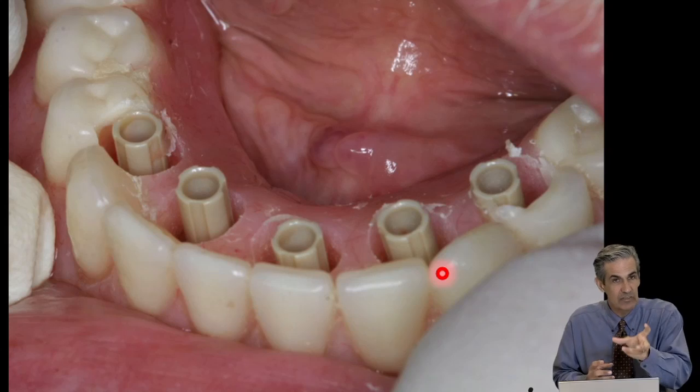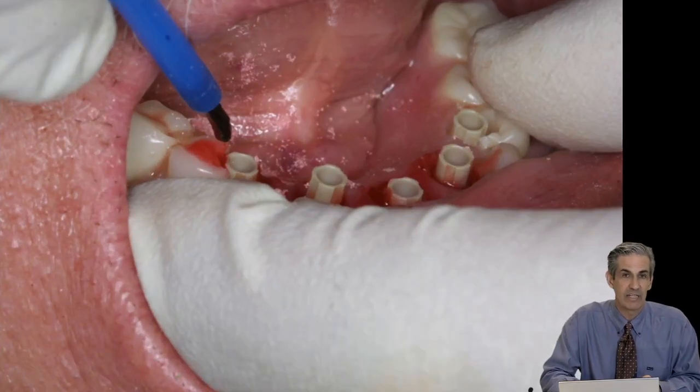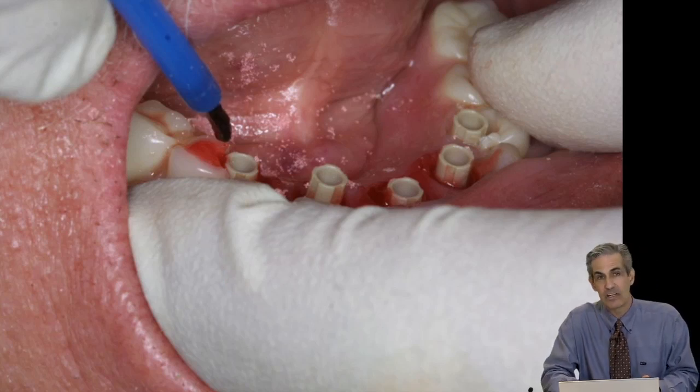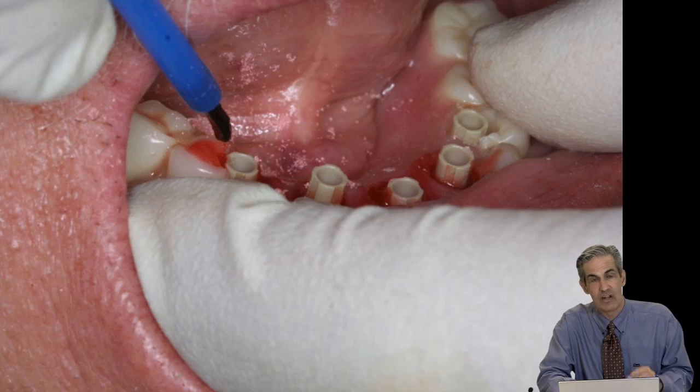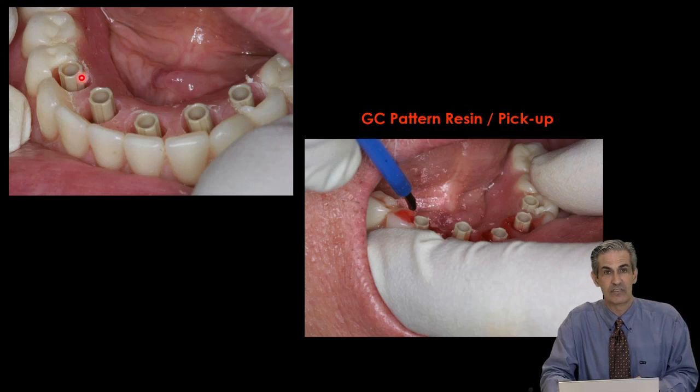And then the trick really is to hold the denture with one hand in place and then carefully take the GC pattern resin and lute the cylinders to the denture all the way around. We're not trying to push GC pattern resin all the way down to the bottom of the cylinder, just lute the coronal portion of the cylinder to the denture itself.